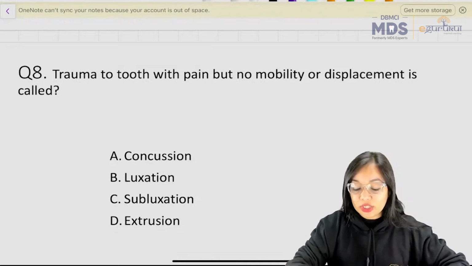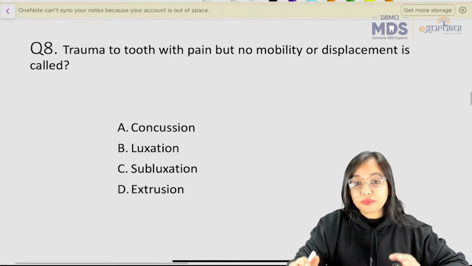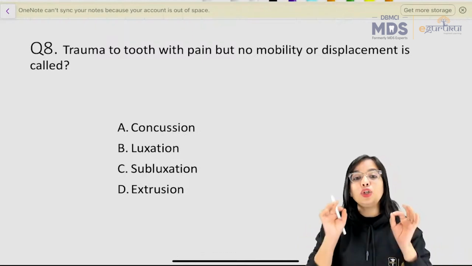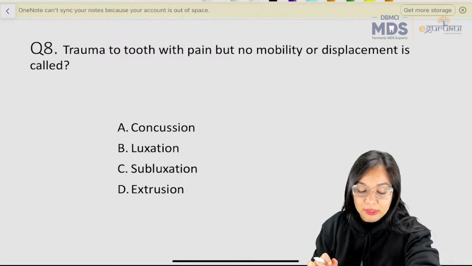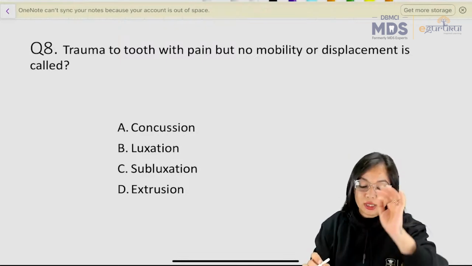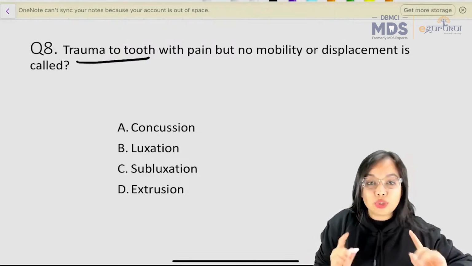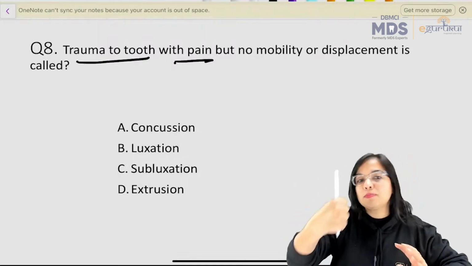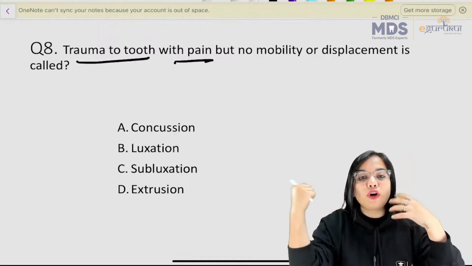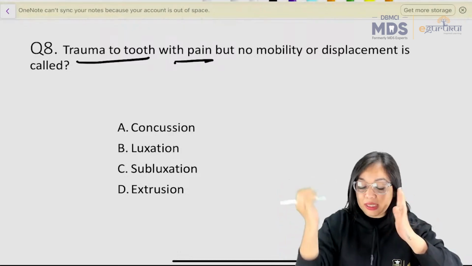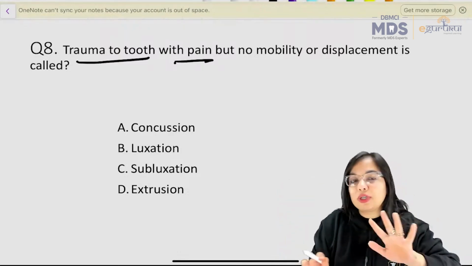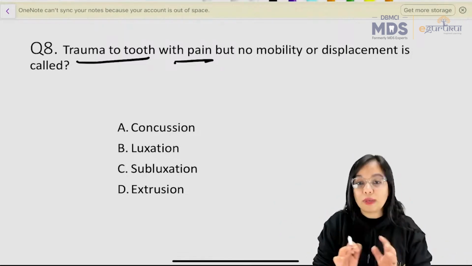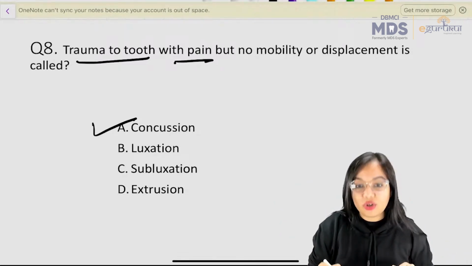Alright, so the next question here that I've included is question number 8, that says trauma to tooth with pain but no mobility or displacement is called what? So what they've asked is, there is trauma to the tooth, there is pain but there is no mobility, like somebody's punched you in the teeth, so the teeth have not become mobile, but there is pain in the teeth and there is no displacement also. Your tooth is right there, no mobility, no displacement, but there is pain. So that is going to be called as concussion.